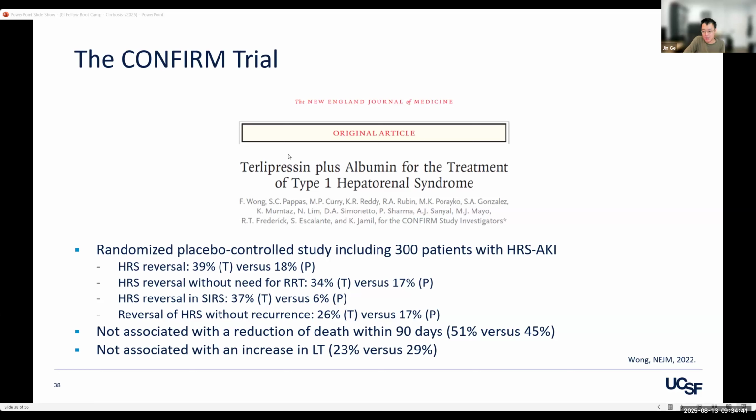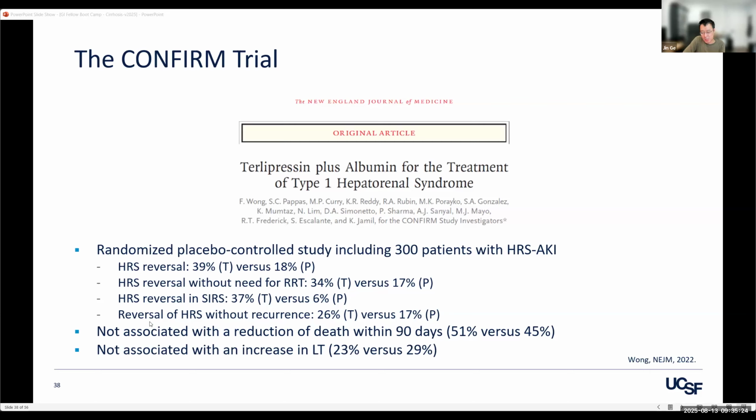And this was really based on the CONFIRM trial that came out in 2022. This was one of those gold standard randomized placebo-controlled trials with 300 patients with HRS AKI. They looked at terlipressin plus albumin, and just a historical note, terlipressin was actually available in Europe for a very long time prior to this, and so we were just waiting for this trial to occur in the United States to get access to the medication. But what they found was that there was a higher rate of HRS reversal. There was a higher rate of HRS reversal without the need for dialysis. It demonstrated reversal in the setting of sepsis and SIRS.